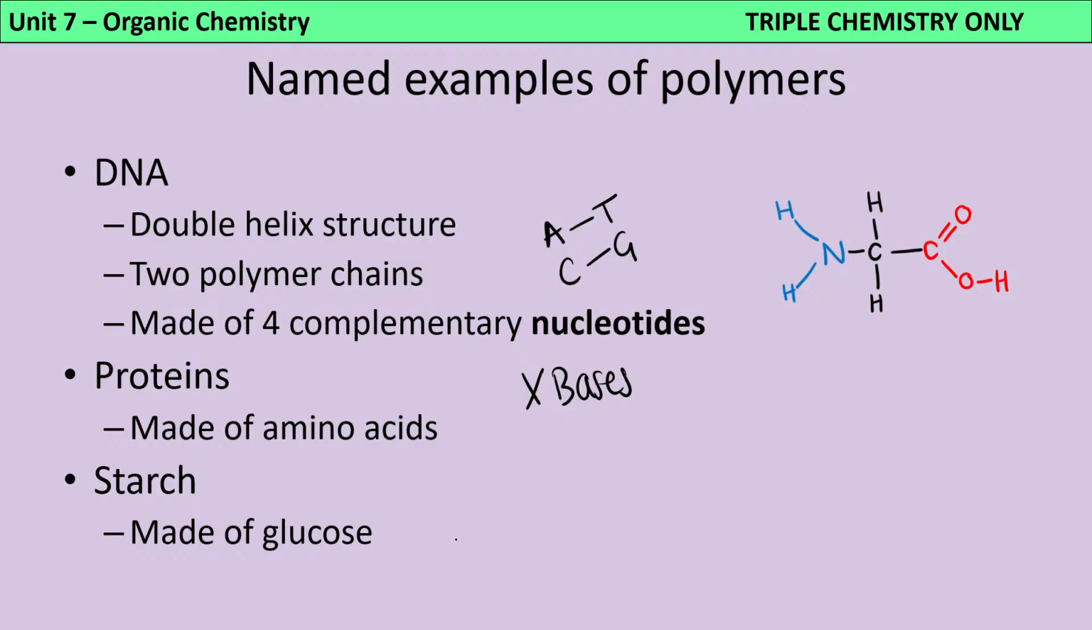Then we've got proteins, which are made from amino acids. This picture of glycine that I just drew is in your spec. I can't remember if it says it's glycine or not, but it says amino acids like this. So practice drawing that one if you're not familiar with it. And then starch is a polymer made from glucose.